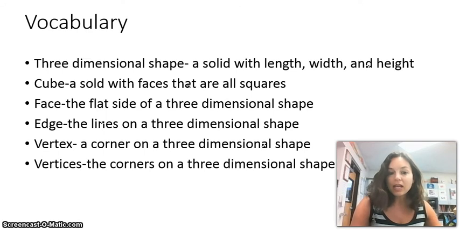An edge is the line on a three-dimensional shape. A vertex is a corner on a three-dimensional shape. And vertices is the plural for vertex, the corners on three-dimensional shapes. Go ahead and write down your learning goals and your vocabulary, and when you're done writing all of this down, you can turn the video back on and go on with the lesson.